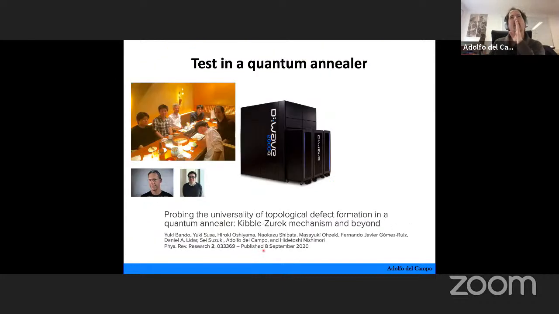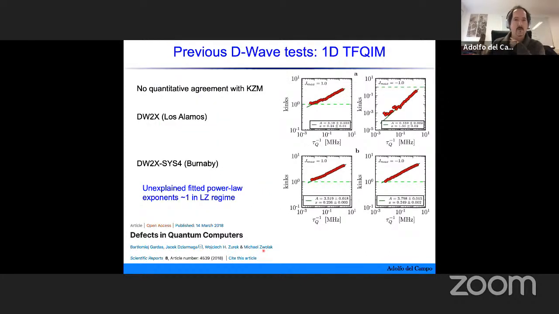I want to say that we were not the first people trying to test the Kibble-Zurek mechanism in a quantum annealer. There was actually a first work by Wojciech Zurek, Mike Swolak, Jacek Jarmaga, Bartolome Gardas, using an early machine. These machines are getting updated, so there's a generation of machines, and the first ones were relatively noisy. So when they tried to do it just a few years back, 4 years ago, the conclusion is, well, we see some trends of the kink density with the rate, but we cannot match them to the Kibble-Zurek mechanism. So this early effort was inconclusive.